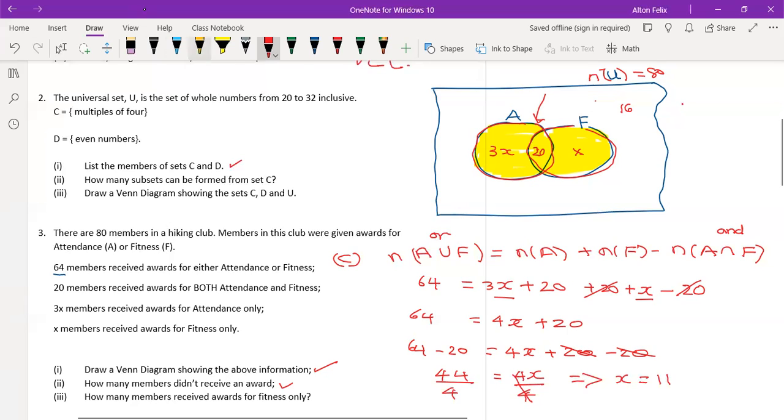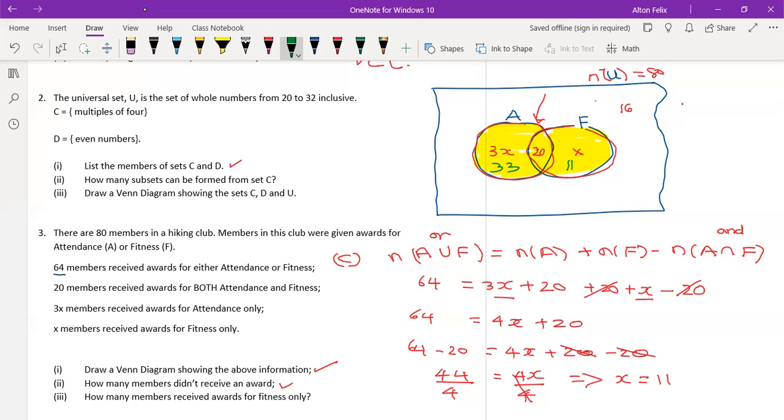So let's see if we can write in that information now properly. X will be 11 here. 3x will be 33. And of course, it adds up. 33 plus 20 is 53 plus 11 gives us the 64. 64 plus the 16 gives us 80.